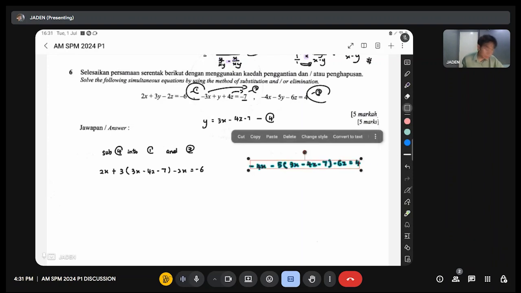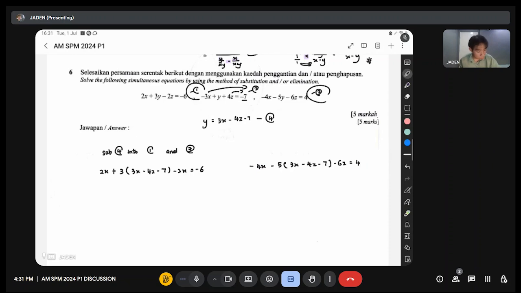Alright, then from here, you want to solve all the way down. So over here, this is 2x plus 9x minus 12z minus 21 minus 2. Alright, this is z, right? So be careful with the writing.